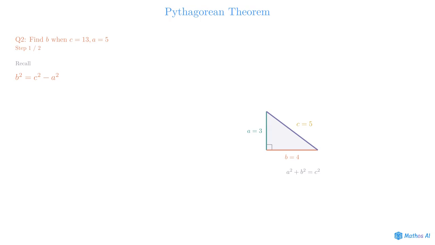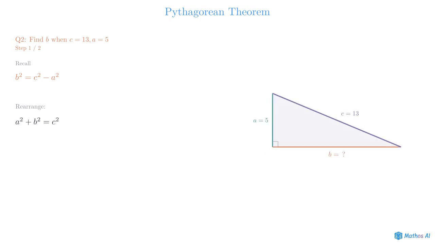Step 1 for question 2. Now we rearrange the formula to find a missing leg. b squared equals c squared minus a squared. Starting from a squared plus b squared equals c squared, we isolate b squared by subtracting a squared from both sides. Substituting c equals 13 and a equals 5.